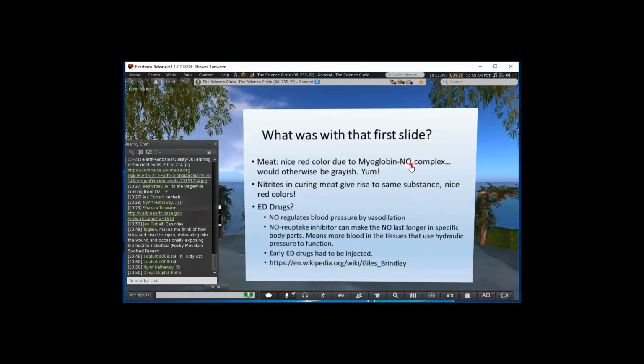And those are usually formed when nitrites that might be in the plastic wrap are touching the meat surface. So the nitrites get reduced by the myoglobin in the meat, and that forms NO. And it turns out the myoglobin NO species is bright red. Otherwise, the meat would be kind of unappetizing and grayish.